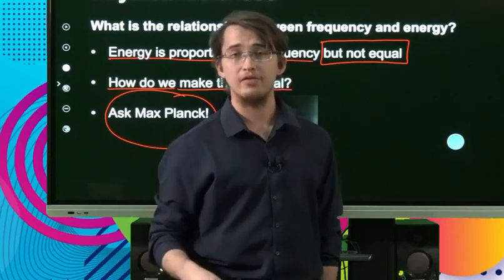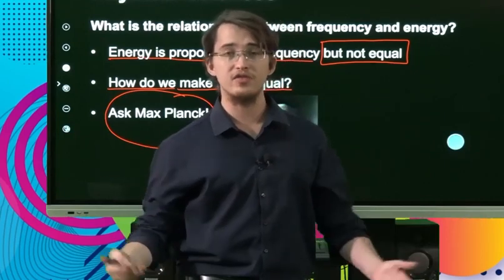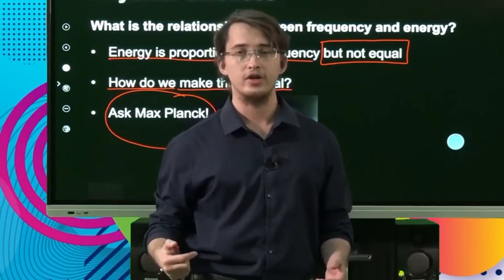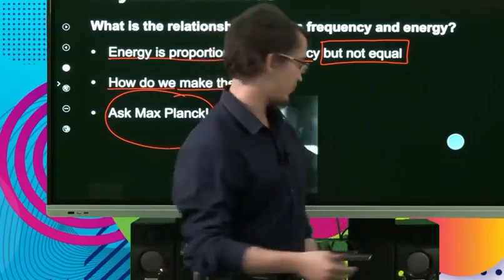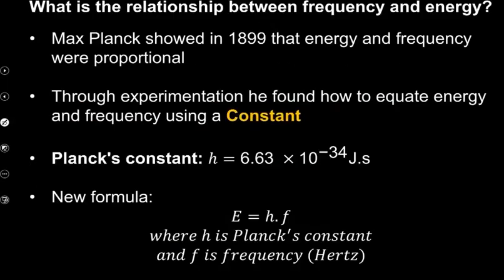Have you heard of Max Planck before? He's a famous physicist from 1899 who did some interesting research on electromagnetic radiation. Let's see what he had to say. Max Planck was able to show in 1899 that the energy and the frequency of electromagnetic radiation was proportional. But he was not satisfied with this discovery. He wanted to be able to calculate the energy for any particular electromagnetic radiation at a certain frequency or wavelength.